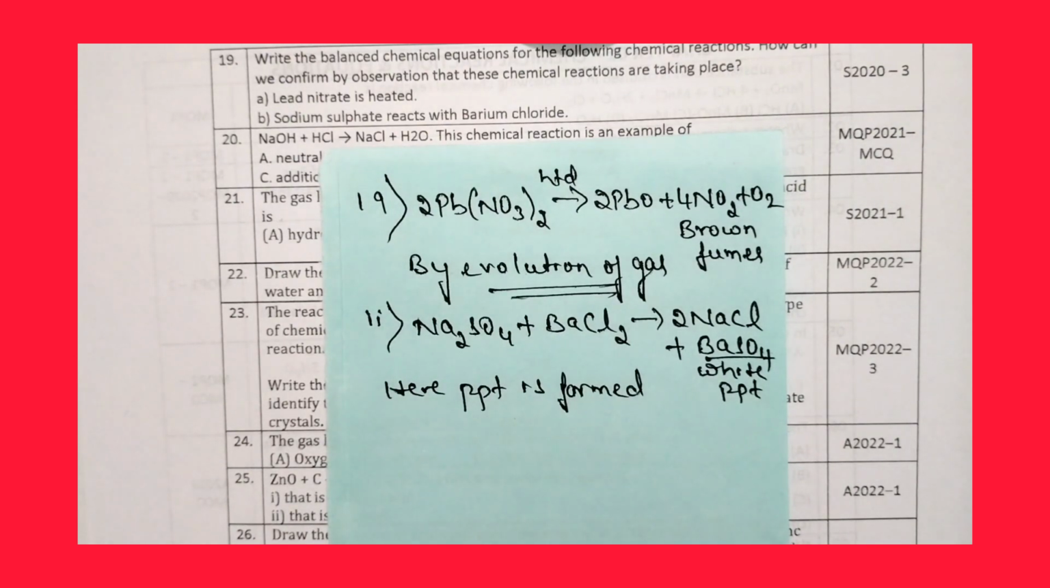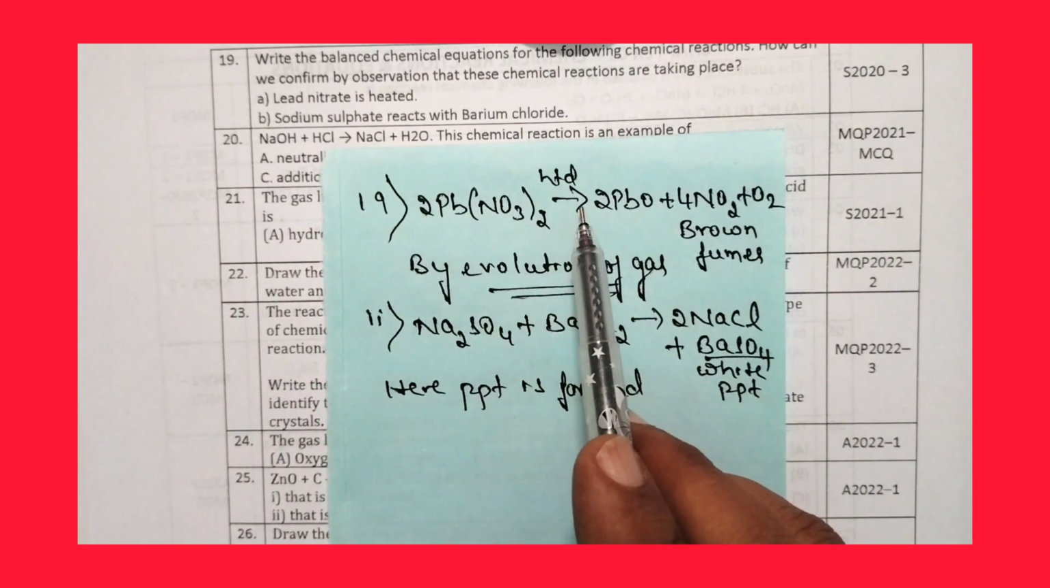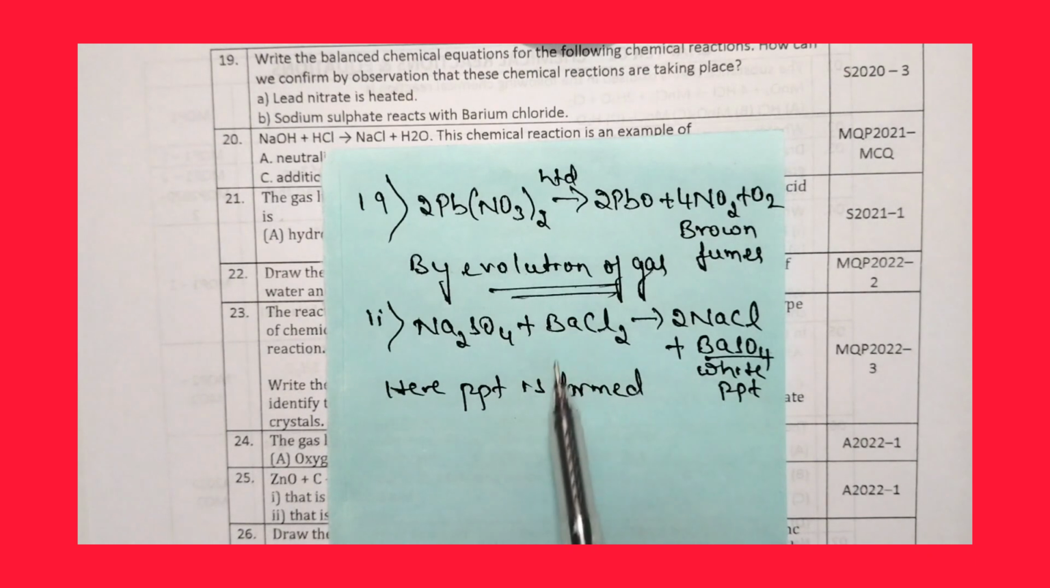So like this we have to answer these two questions. If you write this, 1 mark, this gets half mark, this 1 mark, this half mark. So totally it is a 3 marks question.